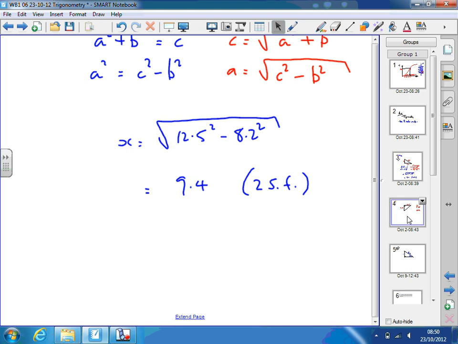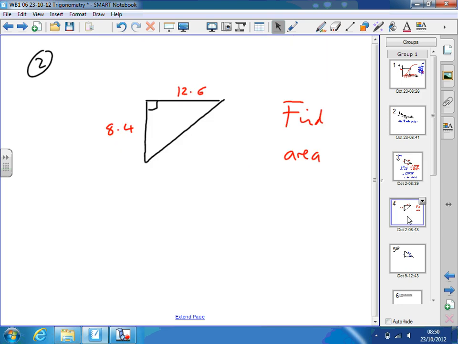Number 2. Find the area of this thing. Area is half base times height. If we look at the rectangle, you can sort of see that the triangle is half of that. So it's half of the base times the height. And it doesn't matter which side we call the base, whether we call that the base or that the base, is immaterial. It's half of 8.4 times 4.6. So the area is a half base times height.